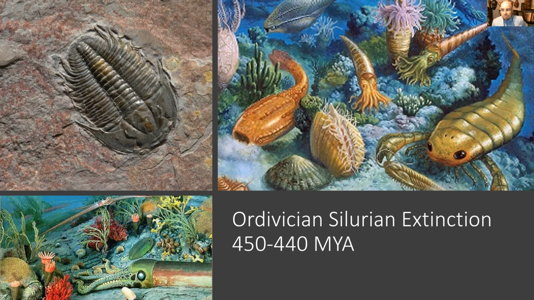This is not a single event. It's a number of interrelated events, but during this period, over 80% of the biodiversity of the world went extinct. So 80% of species went extinct. This was a period where there were no land animals or plants yet. Everything lived in the oceans.